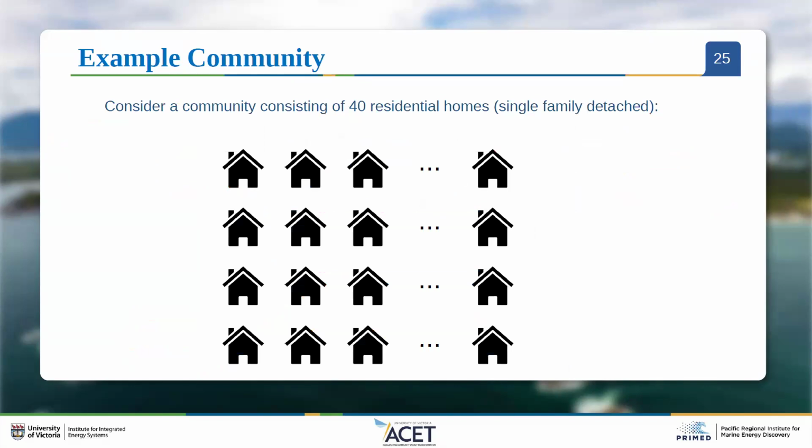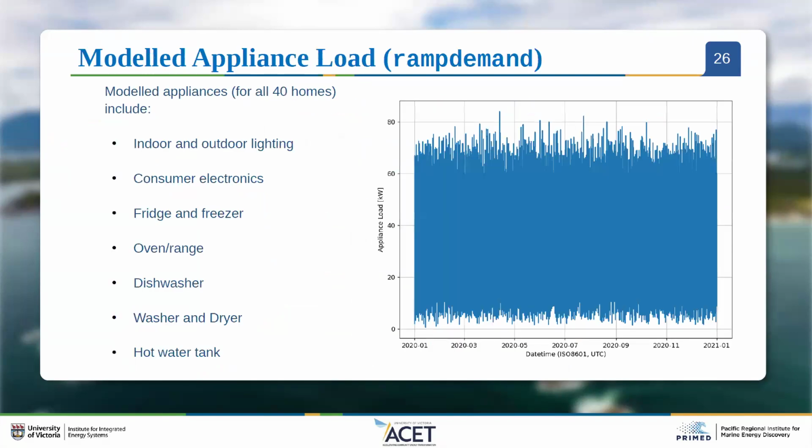For this example, just think of a community of 40 residential homes. We're just building a little residential neighborhood. Modeling the appliance loads, I'm getting something that looks like this for a year. And those are the different appliances that are in play here. In hindsight, I would go back and model this day to day rather than the whole year in one shot. But modeling it in a single year, this is the result I got. For all 40 homes, it's upwards of about 85 kilowatts of appliance load.